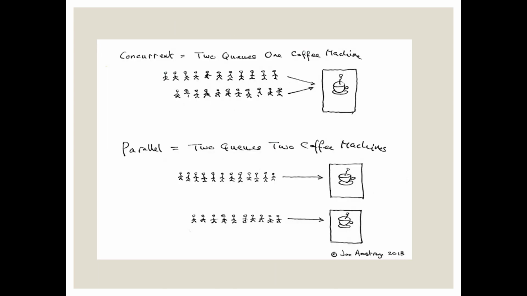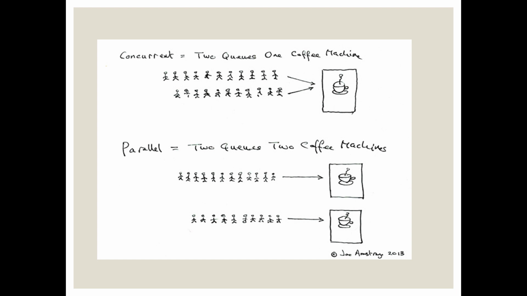Let me see an example. Concurrently, there are two queues for one coffee machine. Two queues means there are two lines of people waiting for one coffee machine. Both lines can go through this one coffee machine only one at a time. So it takes some time to get the coffee, which is an inconsistent way.